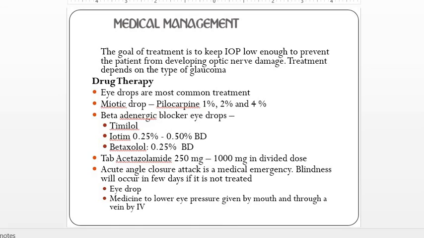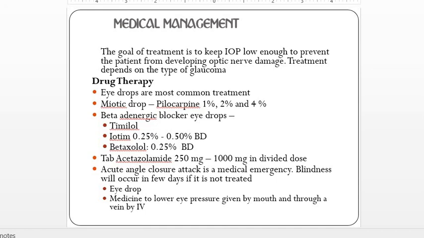Next is medical management. The goal of the treatment is to keep the pressure low. As we know, the major prime component for the cause of glaucoma is intraocular pressure. So the goal of the treatment is to keep intraocular pressure low enough to prevent the patient from developing optic nerve damage. Treatment includes drug therapy.